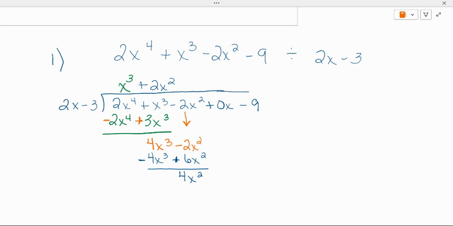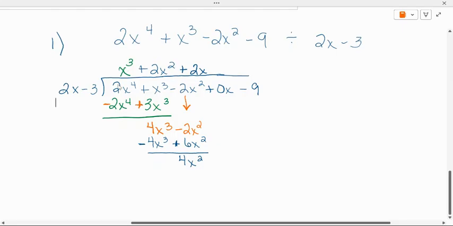Okay? So 2x times what gives me 4x squared? Josh, what do I have to multiply 2x by to get 4x squared? That's it. Just times 2x. It's a positive 2x. 2 times 2 is 4. X times x is x squared. So there's my 4x squared. Negative 3 times 2x is negative 6x. Remember, I'm bringing down this 0x. It's a positive 0x. Not that that makes any difference, but still.